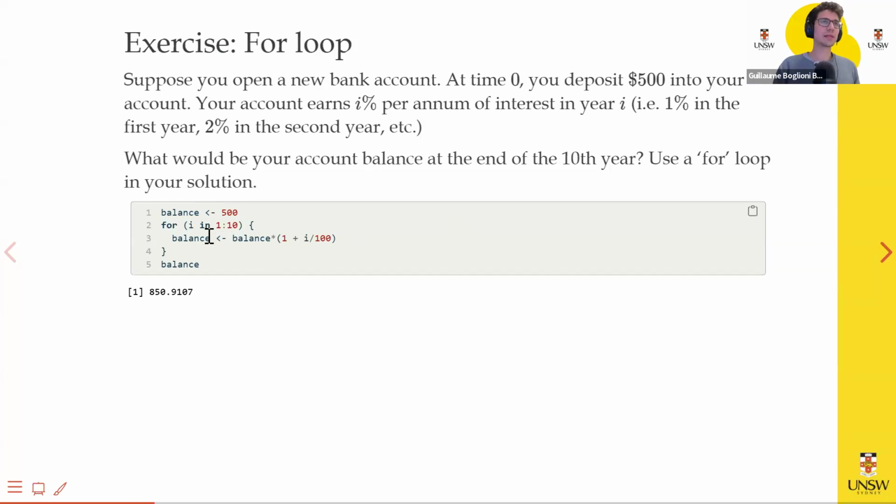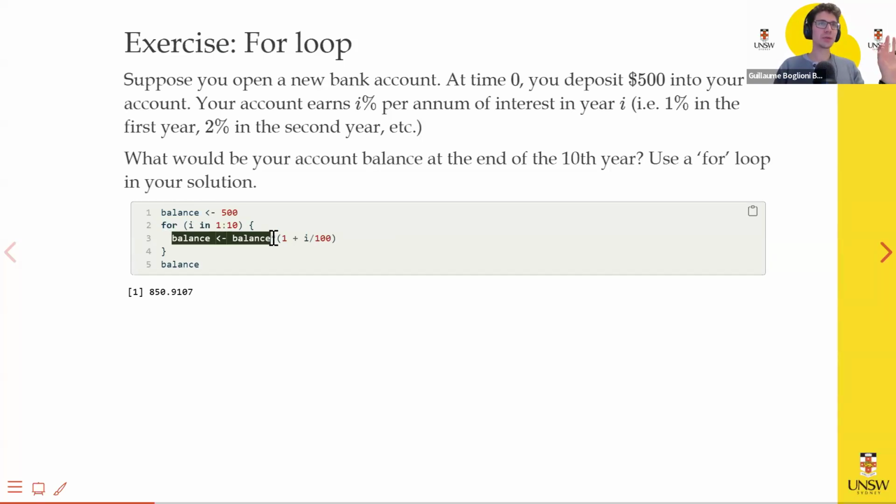And then I can do something like this. Each time I update my balance to now be balance, so the old balance times 1 plus i%. So see, careful here that if i is 1, well, 1 plus i divided by 100 will be 1.01, which is what I need to multiply balance by to get my new balance at the end of the year for the first year.